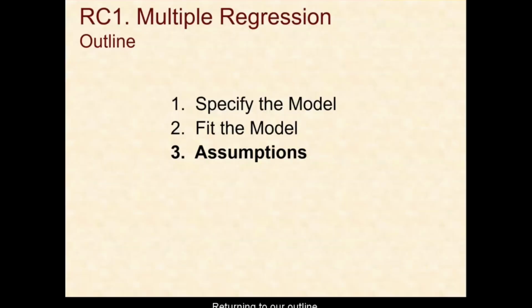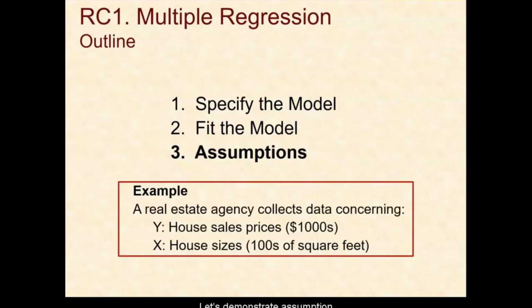Returning to our outline, we started on step 3 by identifying the assumptions being made. We now want to complete step 3 by checking those assumptions. Let's demonstrate assumption checking using this real estate example. The situation is one in which the agency is constructing a predictive model for house sale prices entered in the database in thousands of dollars from a single predictor of house size, measured in hundreds of square feet.